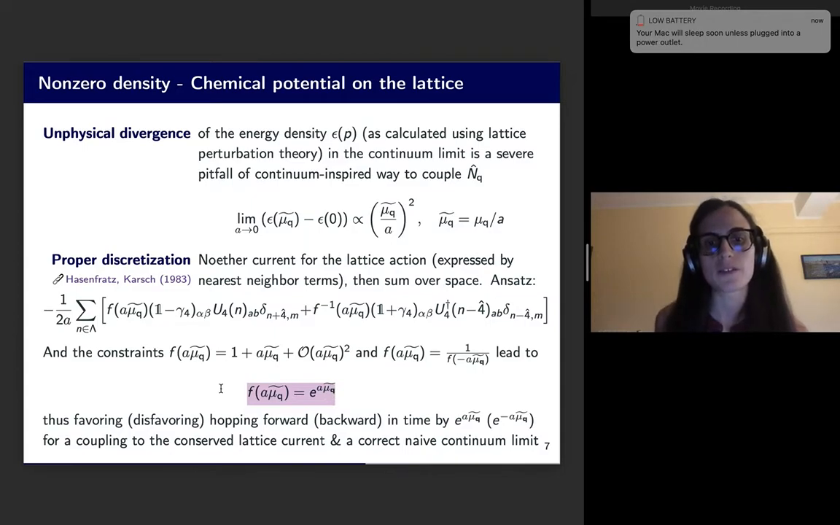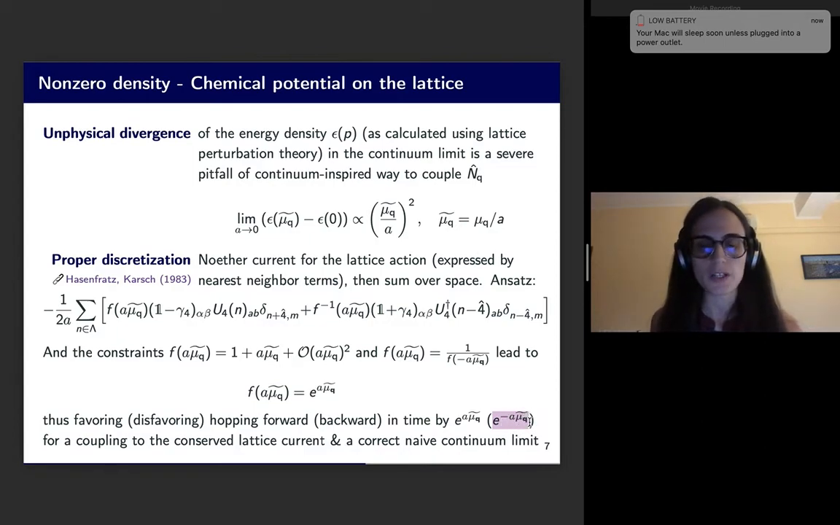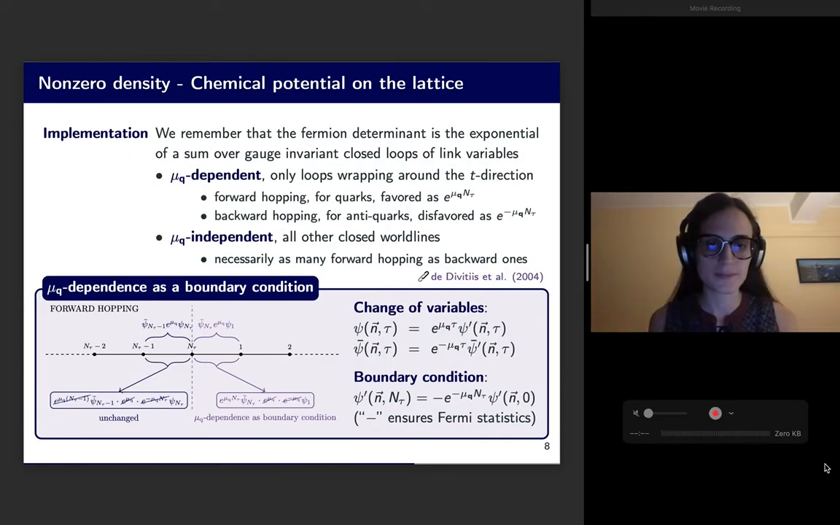And then we have a recipe for implementing non-zero chemical potential on the lattice. And this recipe entails favoring forward hopping in time by this exponential factor, and simultaneously disfavoring the hopping which goes backward in time with the corresponding exponential factor that has a minus sign. And this ensures the correct coupling to the conserved lattice current and also a correct naive continuum limit.